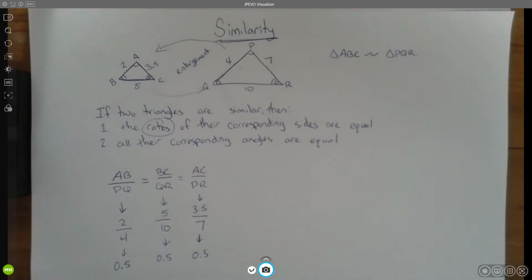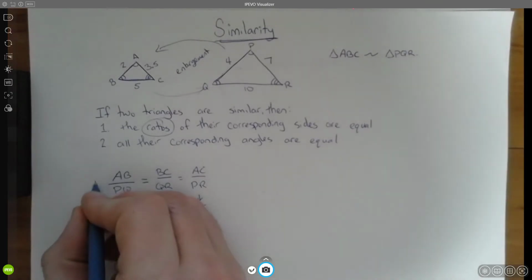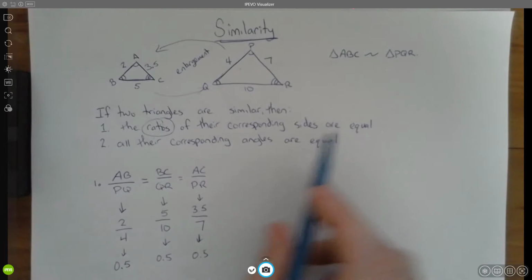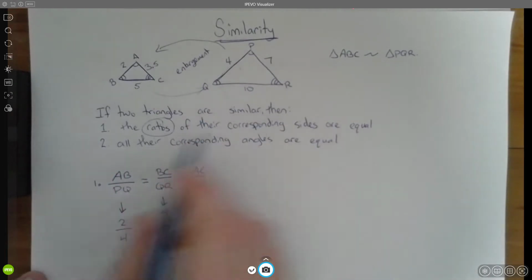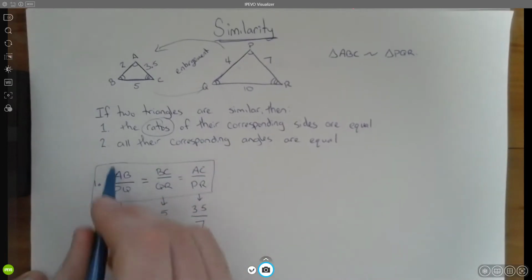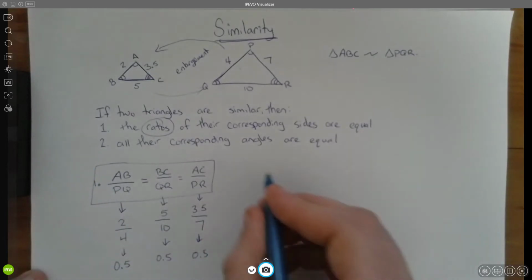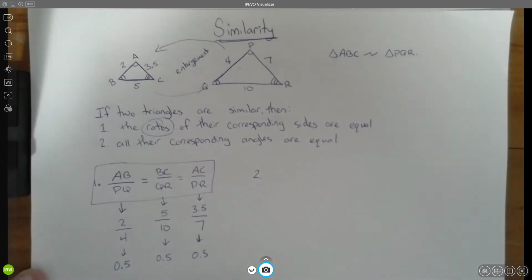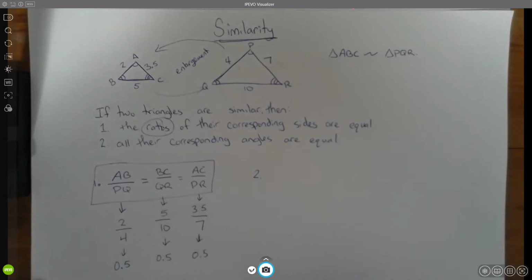And so this would be our answer to rule number 1. The ratios of the corresponding sides are equal. If two triangles are similar, this shows us that number 1 is true. Number 2, we're showing all the different angles that are equal.